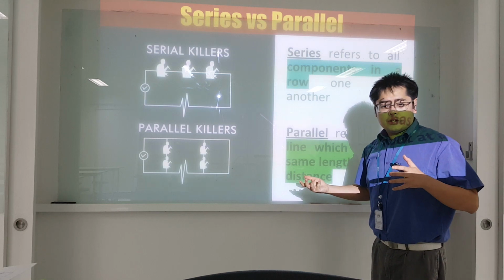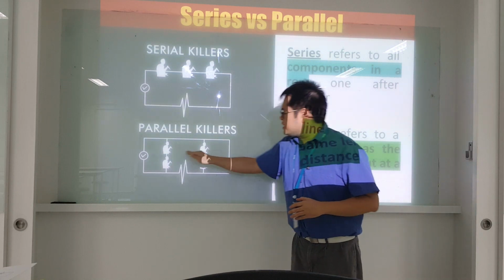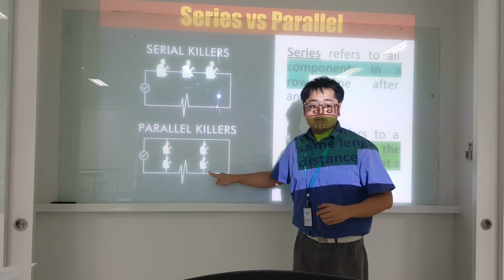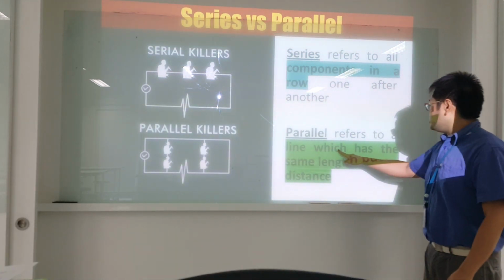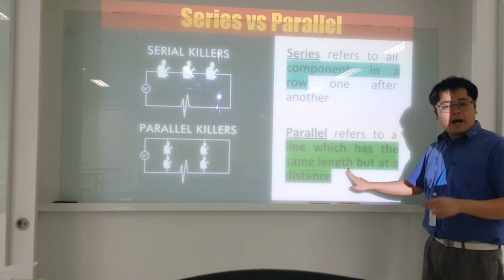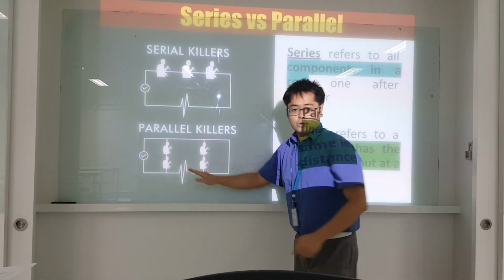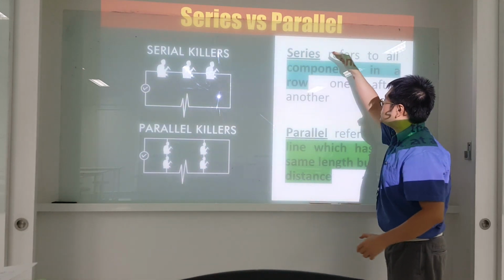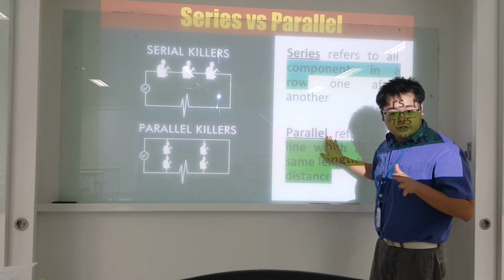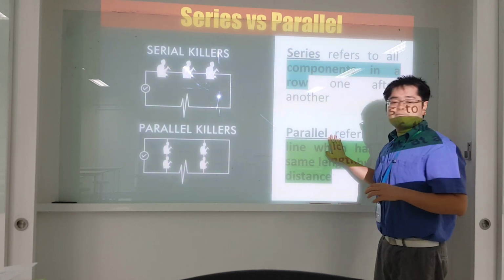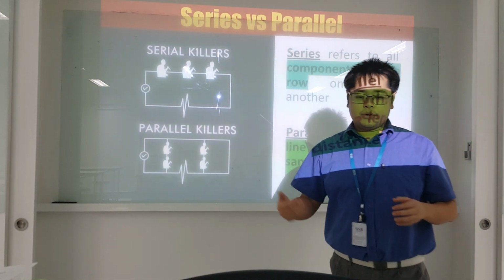Parallel is a little bit different because when you have one component in one line, it will be at a distance, but it is of the same length. So parallel here refers to lines which have the same length, but are at a distance. You notice that there is a distance here. Please make sure that you understand this concept. Of course, this will not be tested, but I just want you to understand the difference between series and parallel. If you need to pause because you need to translate, please feel free to do so.